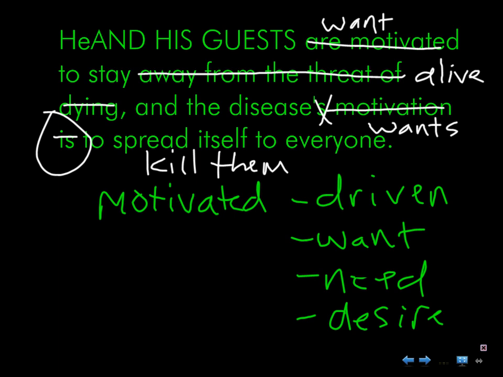Look at this. He and his guests want to stay alive, and the disease wants to kill them. Sounds like a conflict of interest to me, and really clear. It's the exact same thought that Sarah had in the first place. Sarah was analytically excellent. She's talking about this motivation versus this motivation. Now we've just clarified that in simple language. He and his guests want to stay alive, and the disease wants to spread, or wants to kill them.